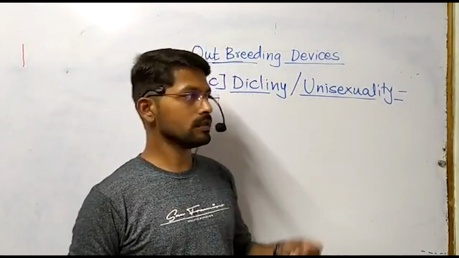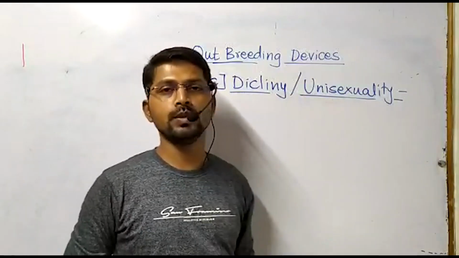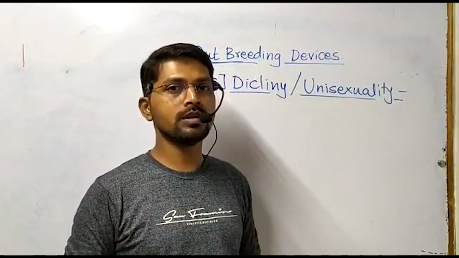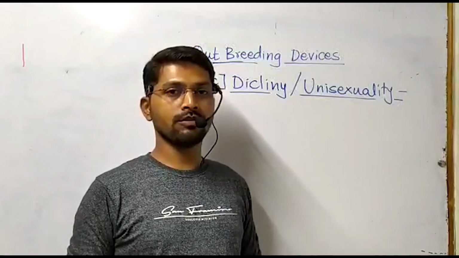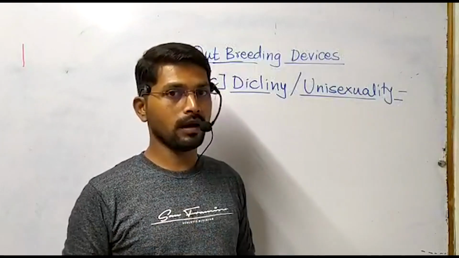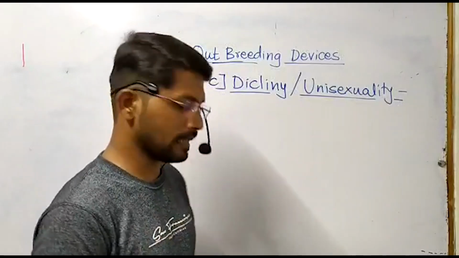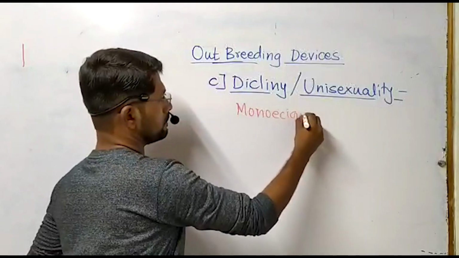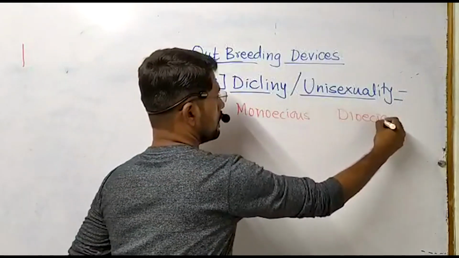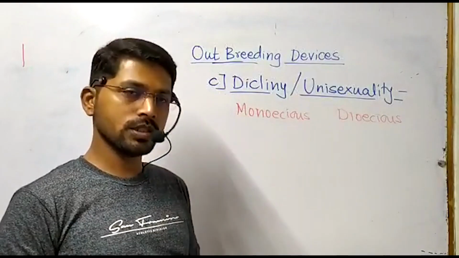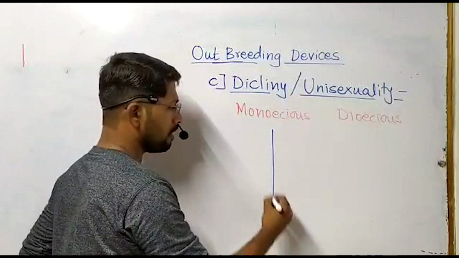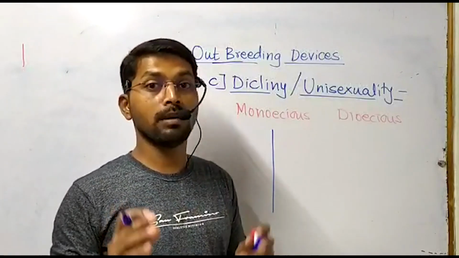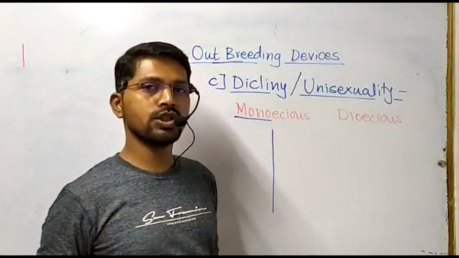The third outbreeding device is called declining, or it is called unisexuality. So as to prevent self-pollination, different plants produce unisexual flowers. But on the basis of occurrence of the unisexual flowers on the plant, there are two different types of plants, say for example, monoecious and dioecious. Now what is the monoecious plant? In these kinds of plants, male flowers and female flowers are born separately but are present on the same plant, and therefore it is called a monoecious plant.